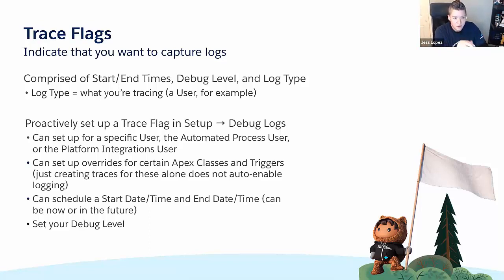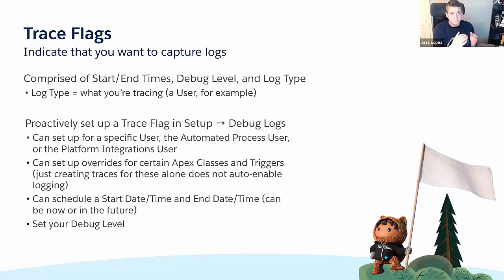You also have options on that page to set up a trace flag for an Apex class or an Apex trigger. And I thought for the longest time that if you did that, it would just set up a debug log and you'd get information about that particular Apex trigger or Apex class. But that's not actually how it works. What it actually is, is an override to another trace flag that you'd probably set up for a user.